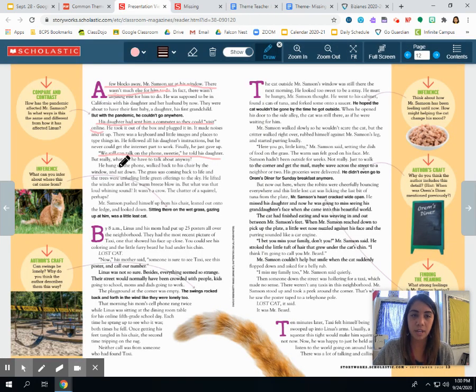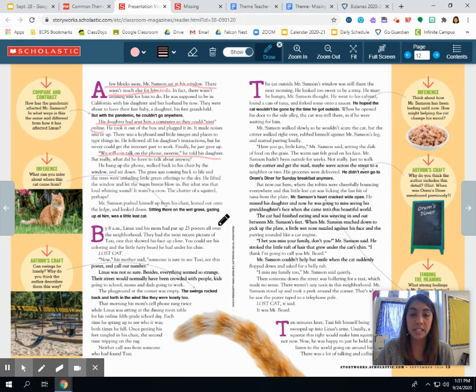Okay, let's keep going. He hung up the phone and walked back to his chair by the window and sat down. The grass was coming back to life and the trees were unfurling little green offerings to the sky. He lifted the window and let the warm breeze blow in. But what was that loud whining sound? It wasn't a crow. The chatter of a squirrel, perhaps? Mr. Sampson pushed himself up from his chair, leaned out onto the ledge, and looked down. Sitting there on the wet grass, gazing up at him, was a little lost cat.